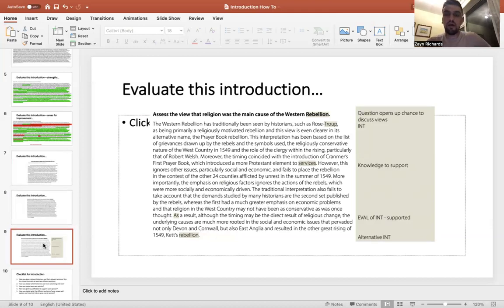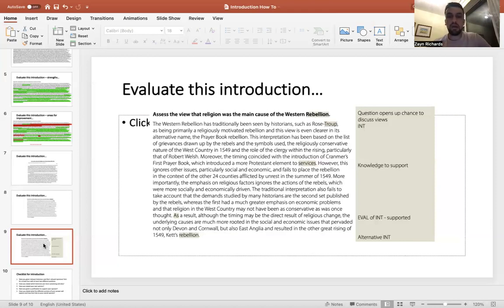So first of all, it's clear that they've got a variety of interpretations. So they do mention some historians, although they could have mentioned more. They do introduce some kind of context behind the interpretations, and then they evaluate the interpretation. And then towards the end, where it says, "as a result, although the timing may be the direct result of religious change, the underlying causes are much more rooted in the social and economic issues that pervaded not only Devon and Cornwall, but also East Anglia." So they're giving their argument clearly towards the end of the intro.